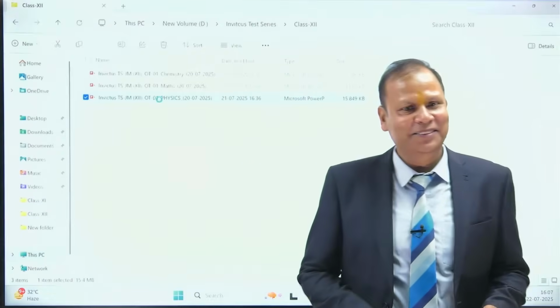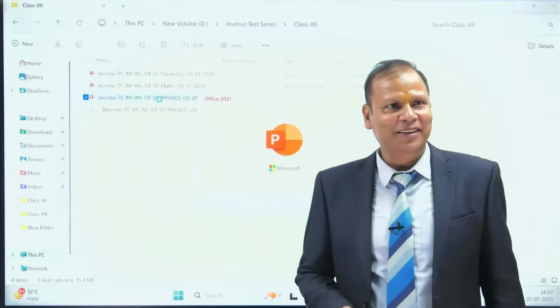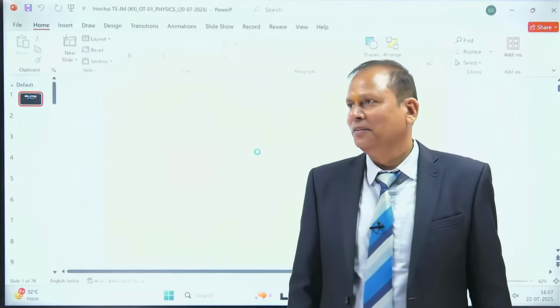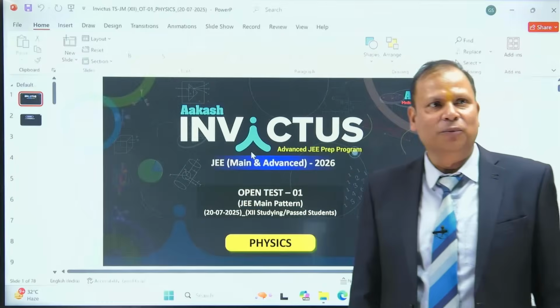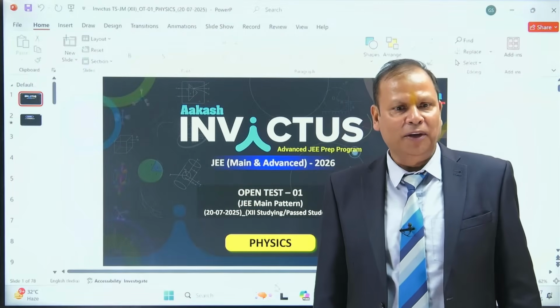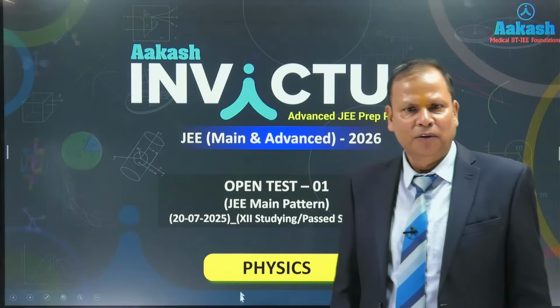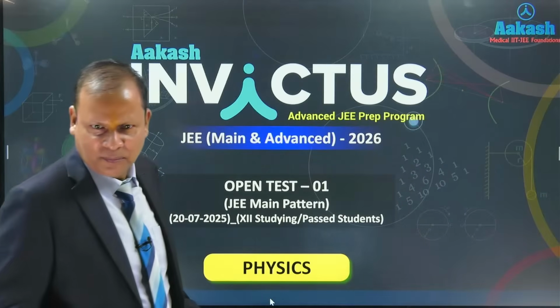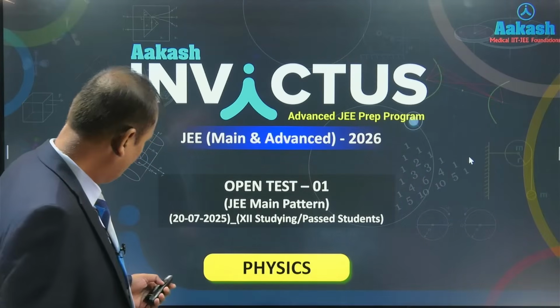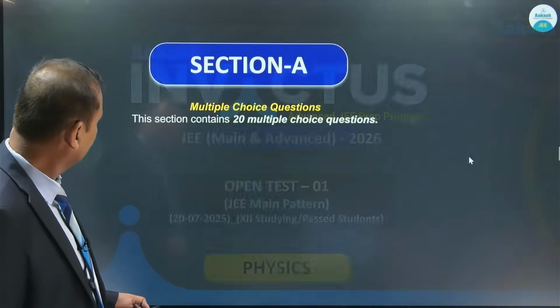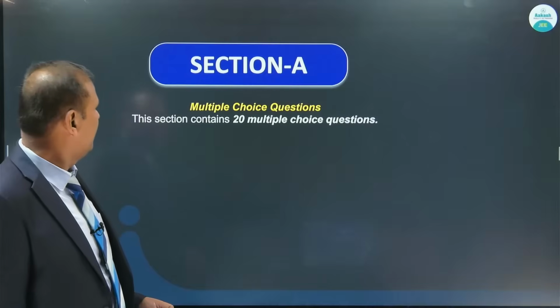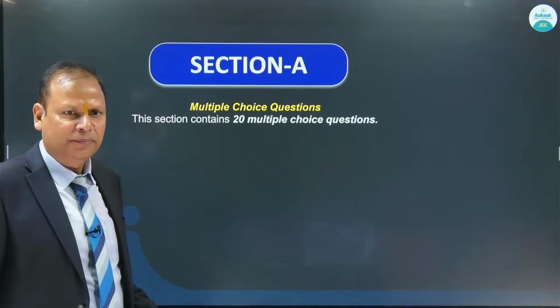Hello everybody, Bal Govind Upadhyay this side. Today I will explain AITS part test 1, the physics portion. So let's start. This is section A. It contains 20 questions.